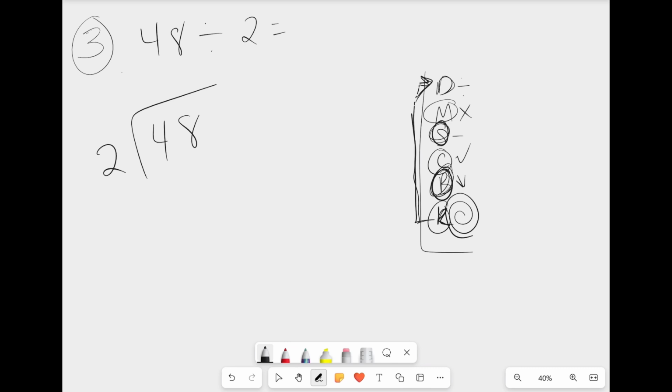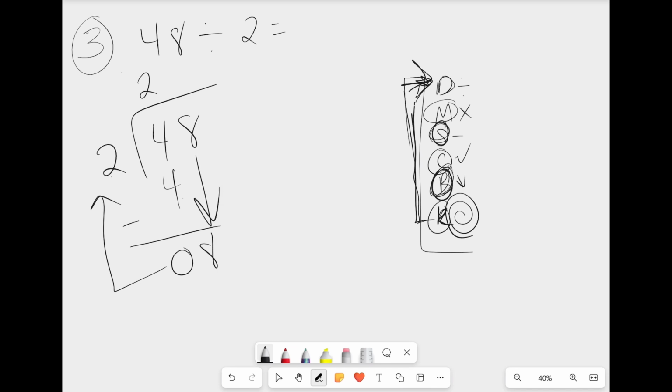Let's do it. How many times does 2 go into 4? Goes in 2 times. Now, after we divide, our next step is to multiply. So we're going to multiply 2 times 2, which is 4. After we multiply, we're going to subtract. 4 minus 4 is 0. After we subtract, we check. Is 0 less than 2? Yes, it is. So now I can bring down my 8.